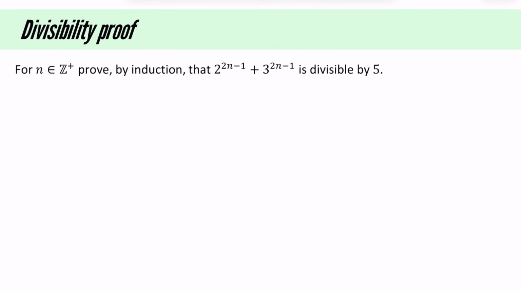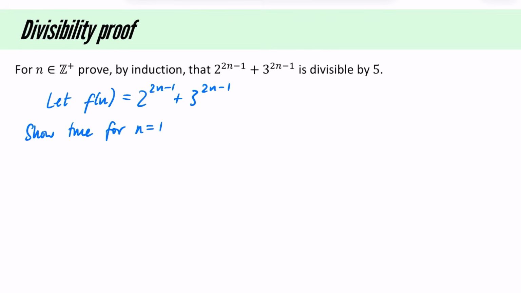Now, it can be quite useful to start off by saying something like, let's let f of n be equal to 2 to the power of 2n minus 1 plus 3 to the power of 2n minus 1. It just means we can then use this function notation throughout the question. So let's start off, as we always do, with the base case. Let's show that it's true for n equals 1.